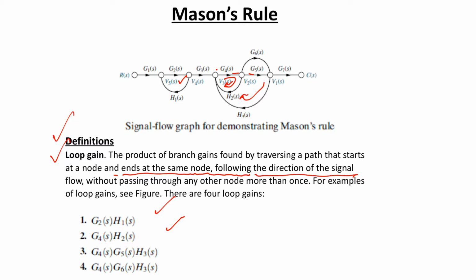And the last loop is G4, G6 and H3. It starts from here, moves like that, and then moves to that. So this is the loop gain, the product of branch gains found by traversing a path that starts at a node and ends at the same node.